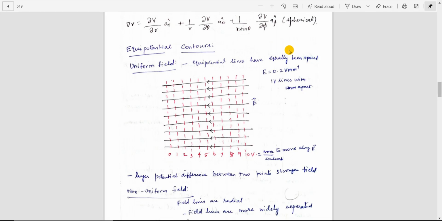Good day to all. Welcome to the second lecture in Unit 2. In this lecture, we are going to see what the equipotential contours are for uniform and non-uniform fields.